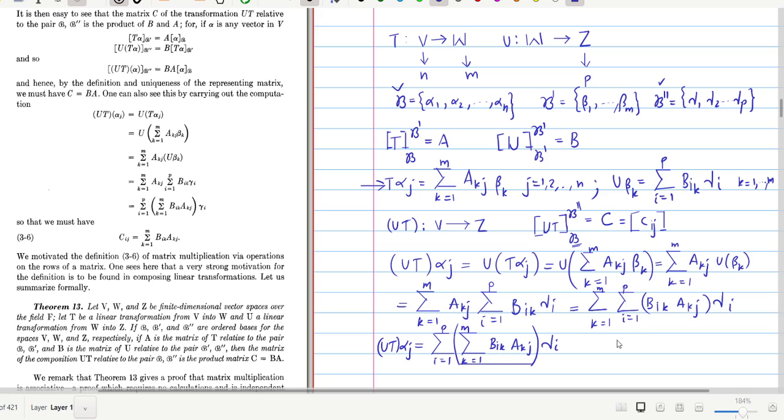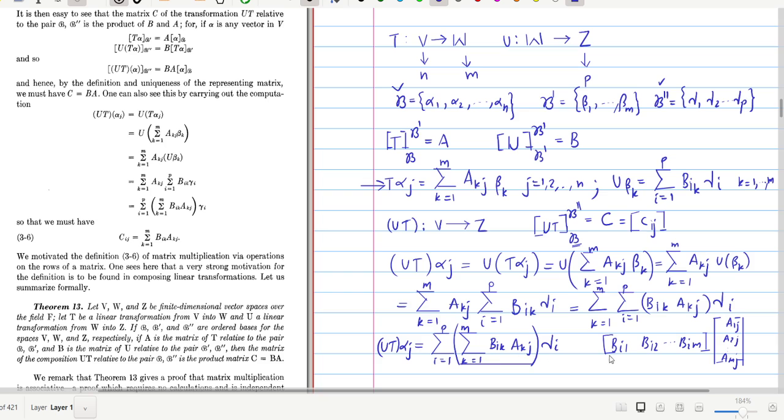So the sum is nothing but the row bi1, bi2, etc., bim, that is the entries when k varies from 1 to m, times the column with entries a1j, a2j, etc., amj. So this product is given in this bracket.